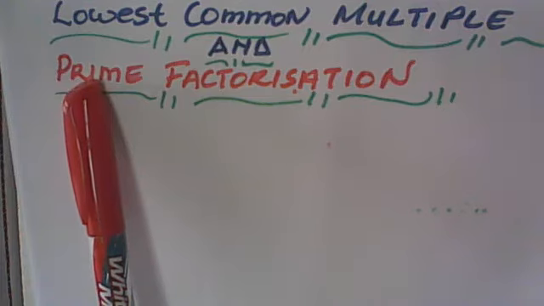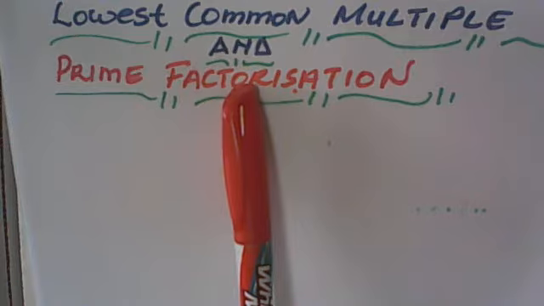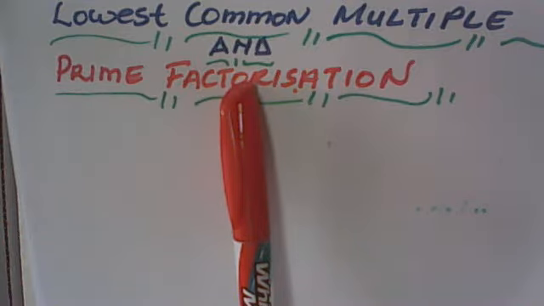Prime comes from prime numbers, and factorization. Now, what is factorization? Factorization is the process of breaking down a number to factors. Now, what are factors? Factors are numbers that can be multiplied to give you a product. A product is the output in multiplication.